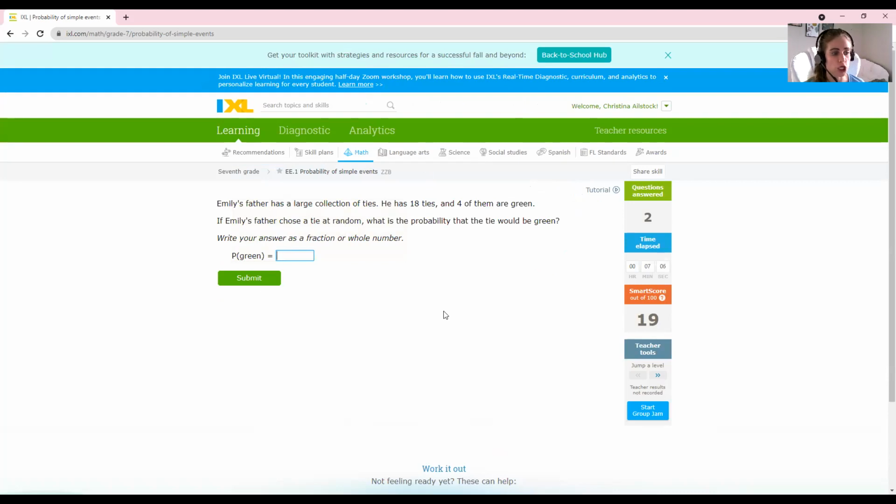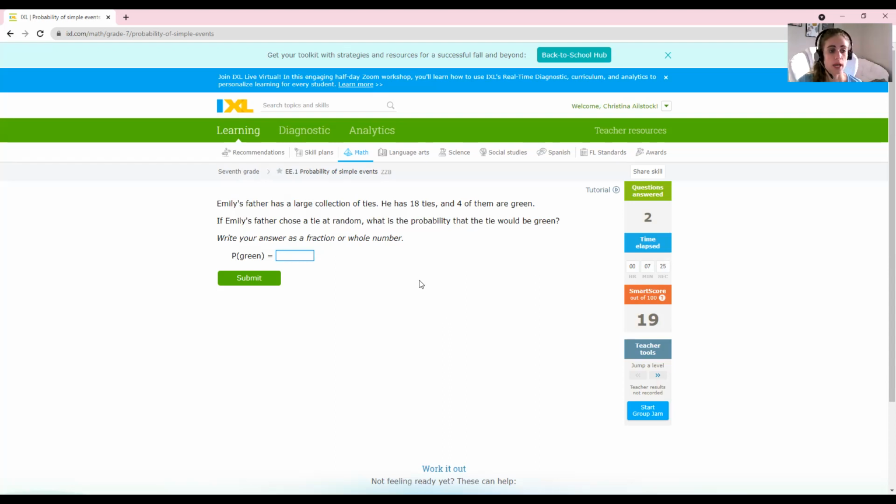Emily's father has a large collection of ties. He has 18 ties and 4 of them are green. If Emily's father chose a tie at random, what is the probability the tie would be green? Write your answer as a fraction or a whole number. So this time we don't want a percent, we want a fraction.